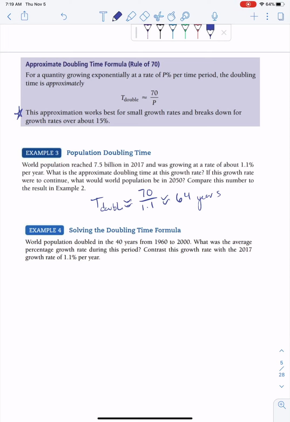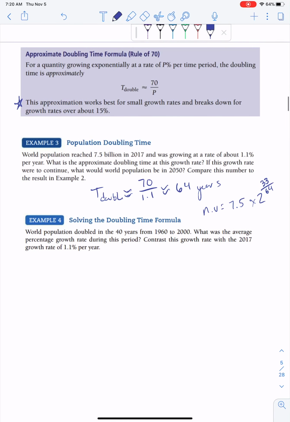So if this was the growth rate that continued, what would the world population be in 2050? I'm going to use that same formula. My new value equals my old value, so 7.5. And I go from 2017 to 2050. So that is, what, 33 years? And my doubling time is approximately 64. So I would do 7.5 times 2 raised to the 33 over 64.